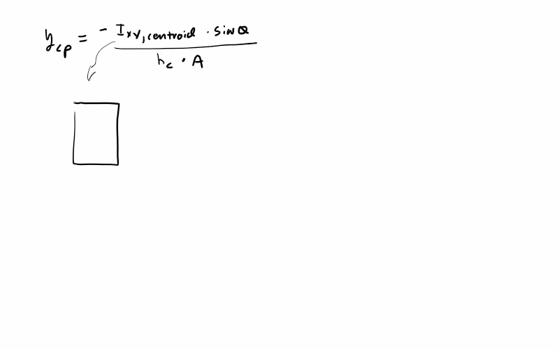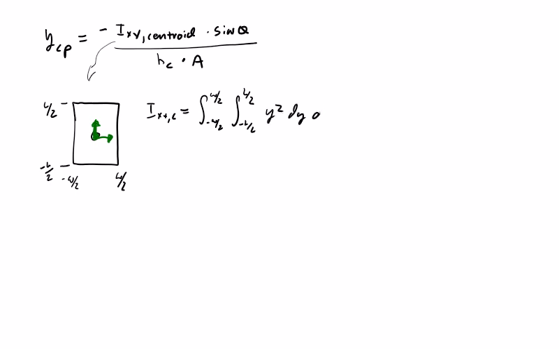Here's our shape before. Remember, we had minus w over 2 to w over 2, and now I'm going to write it like this, minus L over 2 to L over 2. What it's doing is assuming that instead of using the frame of reference of the original system, you've moved the frame of reference to the centroid. So now your integral for IXX at the centroid is going to be the integral from minus w over 2 to w over 2, the integral from minus L over 2 to L over 2, y squared dy dx.